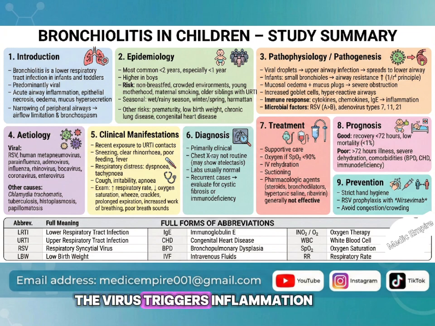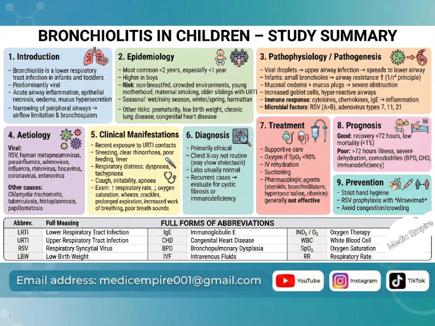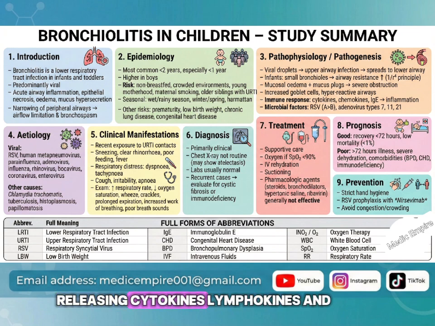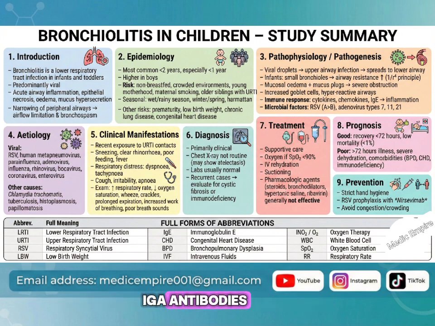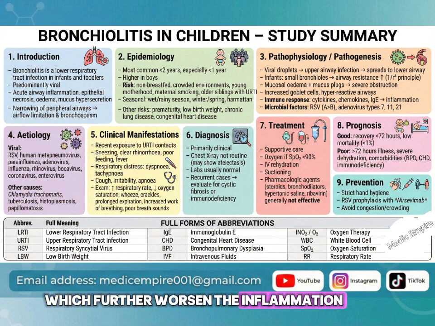The virus triggers inflammation, epithelial cell damage, mucus hypersecretion, and formation of mucus plugs. These block airflow, leading to wheezing, hyperinflation, and sometimes areas of atelectasis. Their immune system also reacts strongly, releasing cytokines, lymphokines, and IgA antibodies, which further worsen the inflammation.